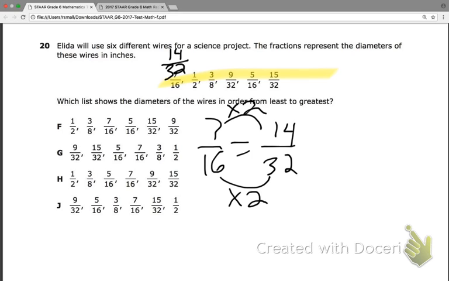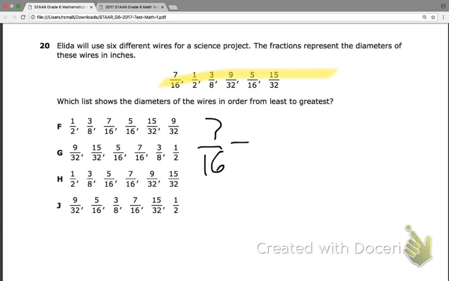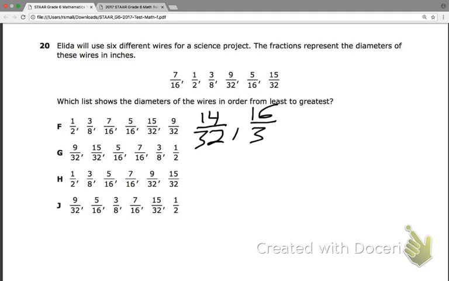Okay, 1/2. To get from 2 to 32, I have to multiply by 16. And what I do to one side, I have to do to the other. So, let's make this a little clearer. So 2 times 16 gives me 32. 1 times 16 gives me 16. So I have 14/32 and 16/32.